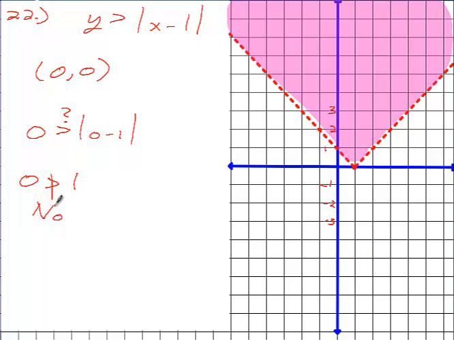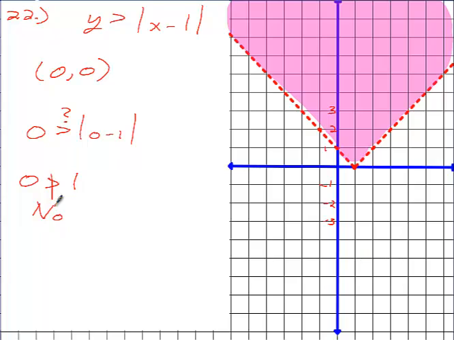So that means that if I'm shading, I cannot shade in the region that contains 0, 0. And where is 0, 0? Is it outside the graph or inside the graph? It's outside. So this outside region is not my solution. So what piece do I have to shade? Inside. So you can do it that way too with the test value. Okay? This is how you should have seen it last year.